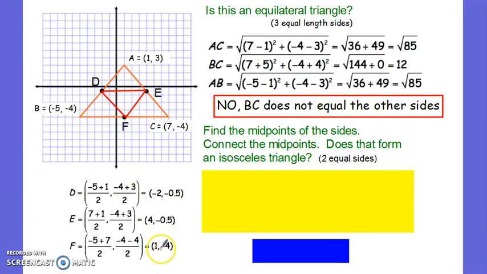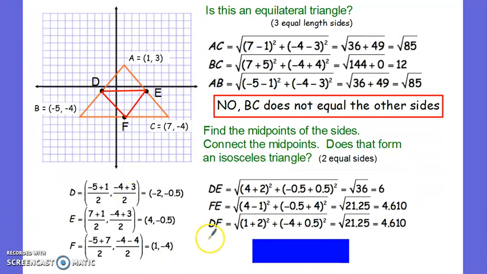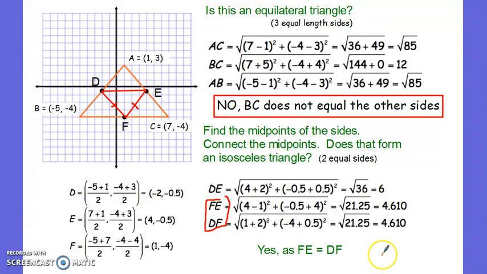And in that case, we need to take our new 3 points, D, E, and F. Let's find DE, EF, and DF. We'll find all 3 sides, and it so happens that, yep, EF and DF on here, and right here, are 2 equal side lengths. Thus, because they're the same, yes, that new triangle, DEF, would be an isosceles triangle.